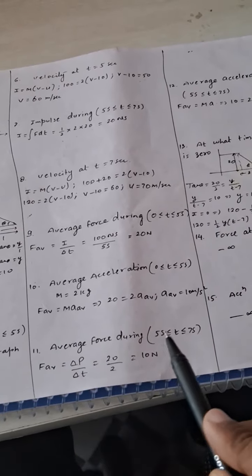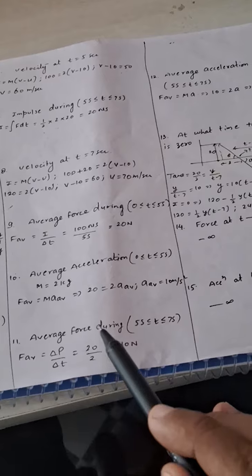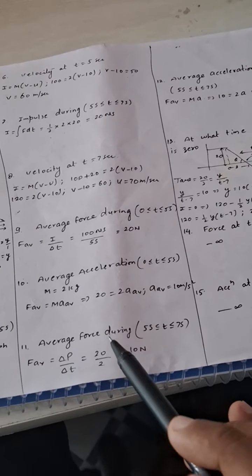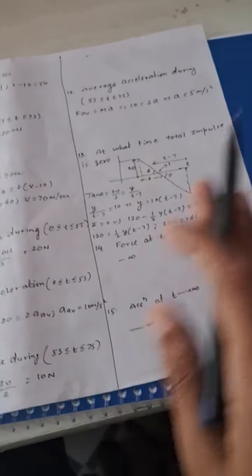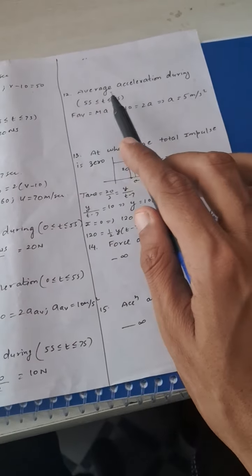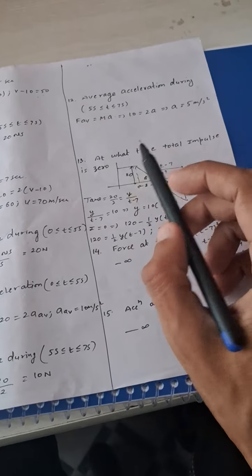Then we need to find average force during 5 seconds to 7 seconds, so average force is delta p by delta t. During 5 to 7, change in momentum is 20, delta t is 2, so the average force comes out to be 10 Newton. Next we need to find average acceleration during this, so average force is ma, so we get a as 5 meter per second square.